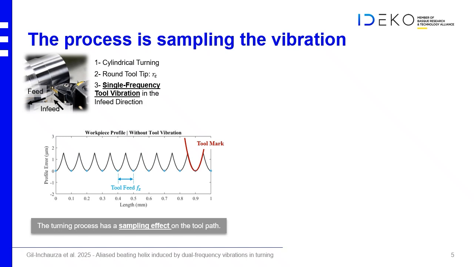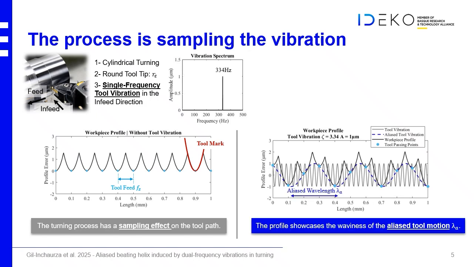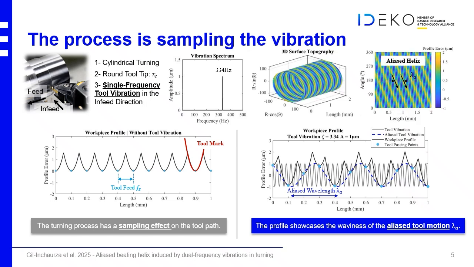Then, if we introduce a vibration, what we obtain is a profile that is affected by this vibration, but not exactly linked to the vibration, but to the aliased vibration because of this process that is sampling the profile once per revolution. What we see is not the wavelength related to the vibration itself, but the aliased vibration with this aliased wavelength. This is clear in the surface topography, where we can see this helix generated by the aliased vibration with a wavelength that is marked here in blue.